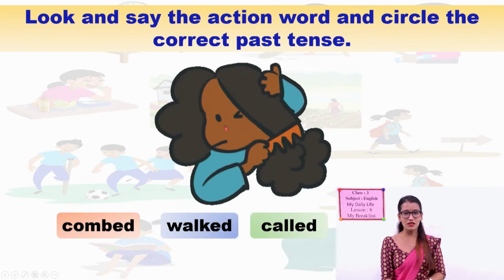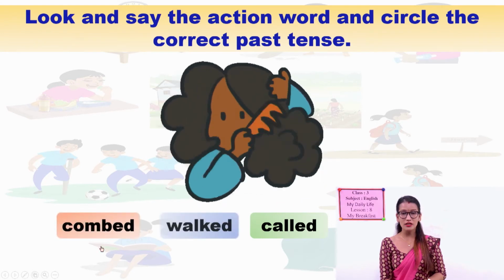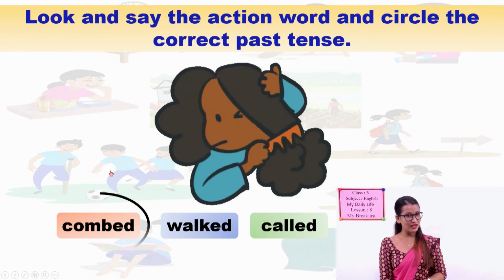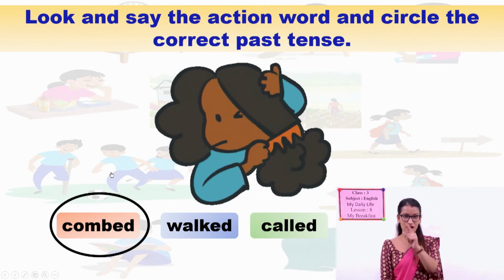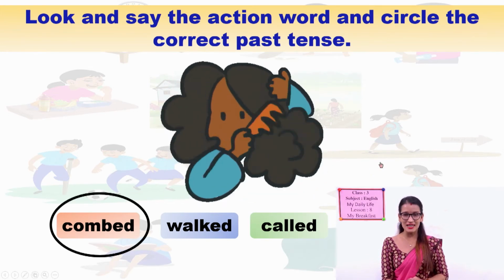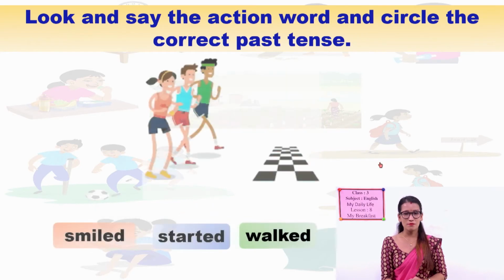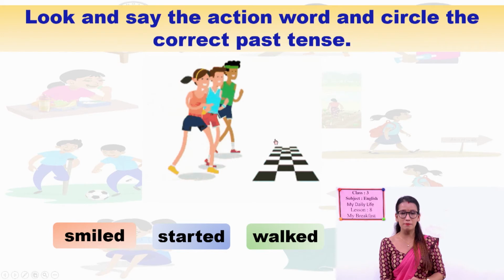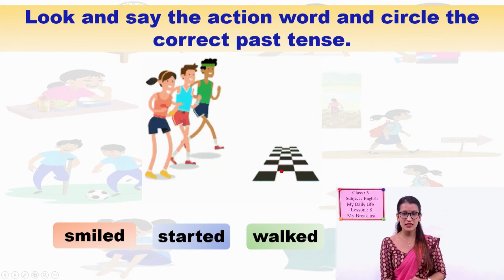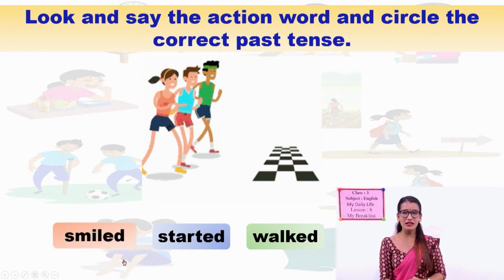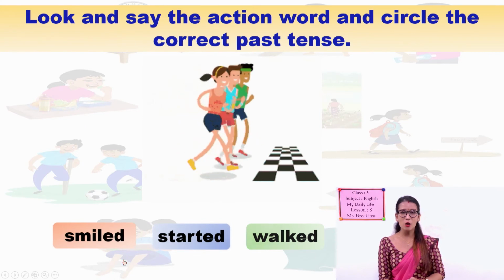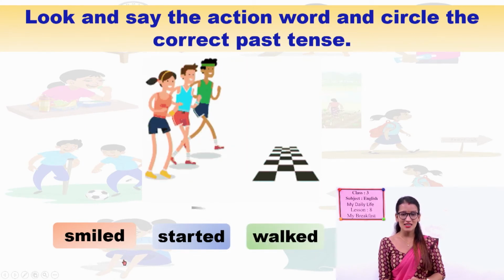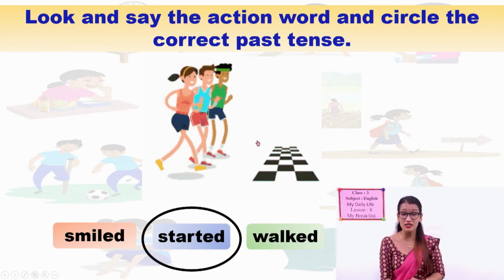Here. What is it doing? You know, yes. So is it combed? Read the word. Read the word. Which one is the correct one? Combed. Very good. Excellent. Now, another. What are they doing? Look carefully, okay? This is the starting line, okay? They are going for a race. So, smiled, started, or walked? Started. Very good. They have started the race.